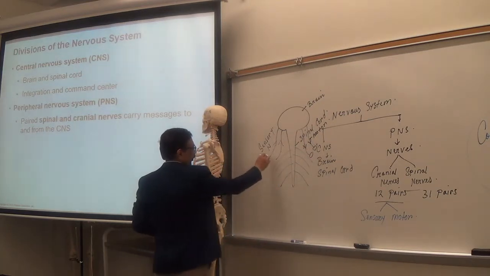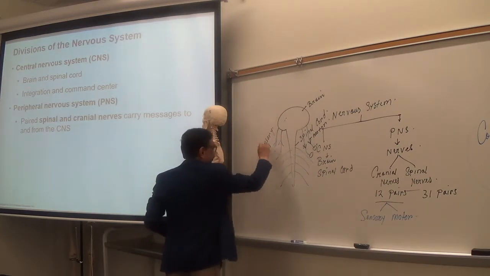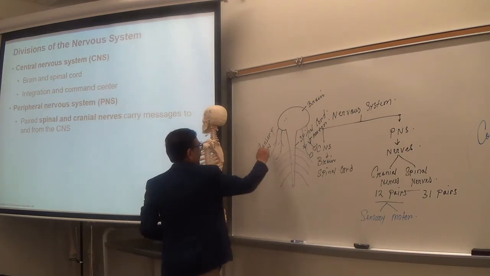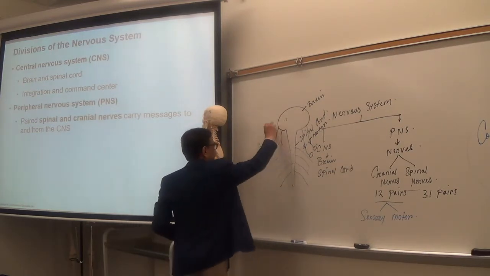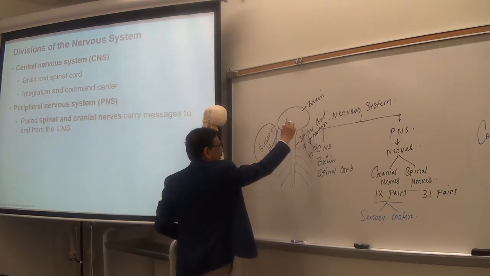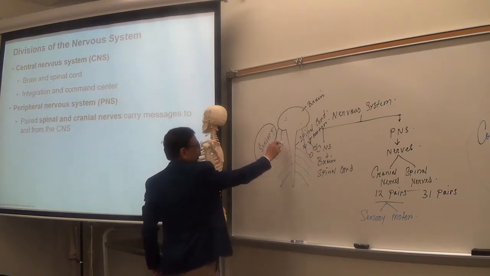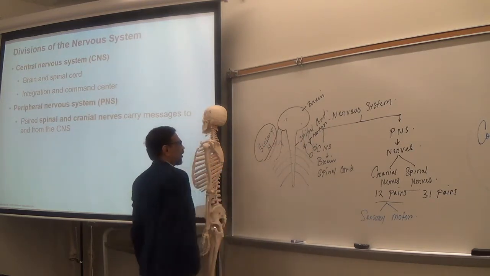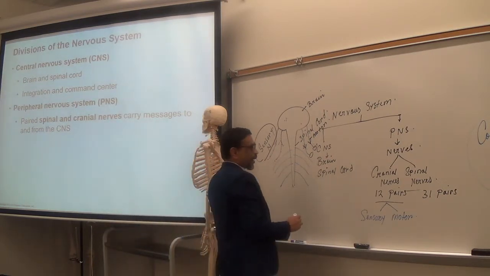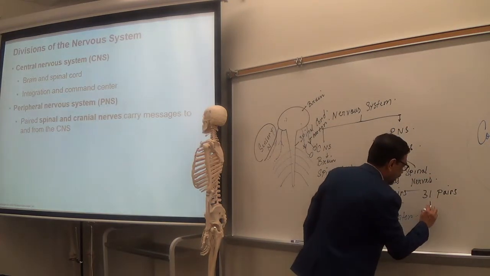This one, for example, from your eye to the brain, from your ear to the brain, from your nose to the brain, from your tongue to the brain, right? From your skin to the brain. All these are sensory. And from the brain to the muscle, motor. So cranial could be sensory or motor. Now spinal nerves, remember, are mixed type nerves.